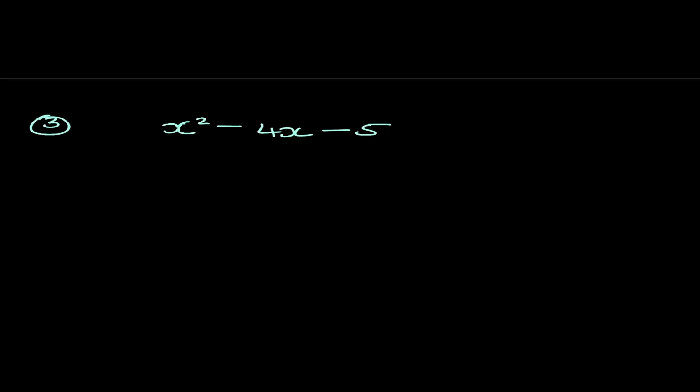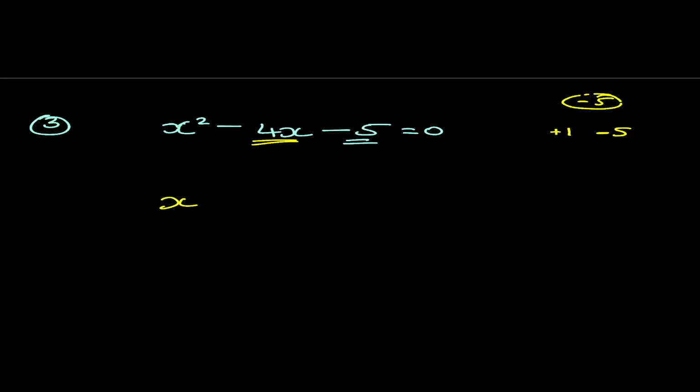Okay, next, let's try this one. This one's a bit easier. x squared minus 4x minus 5 equals 0. So let's write out all the factors of 5, and the only factors of 5 are actually just 1 and 5. They need to multiply to give you negative 5 and add together to give me negative 4. So that one's very easy. You know, negative 5 plus 1.